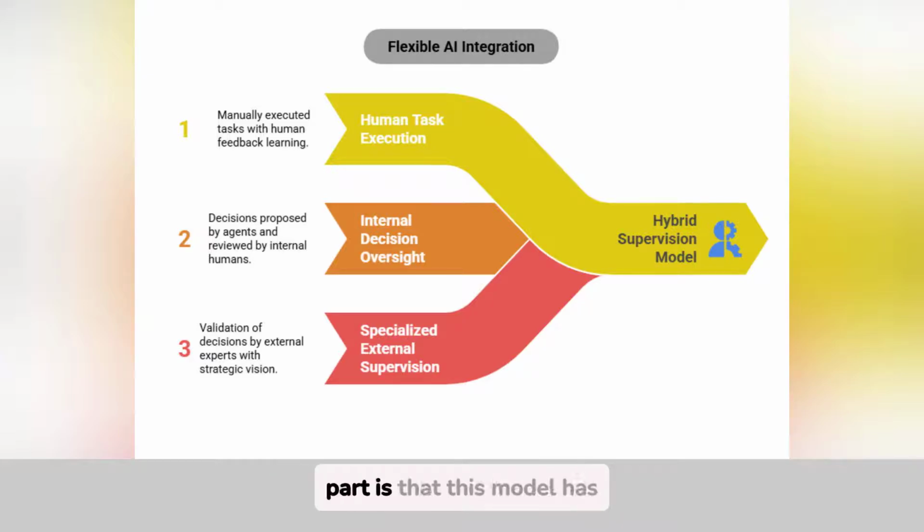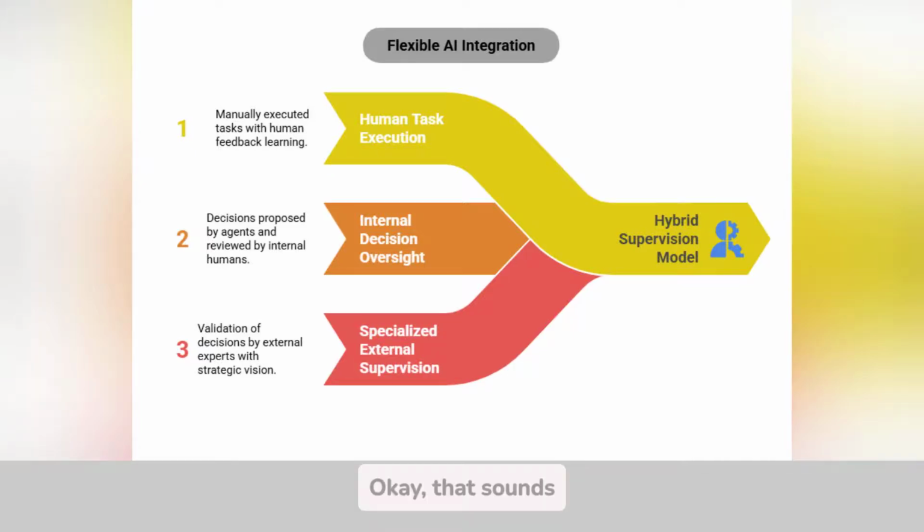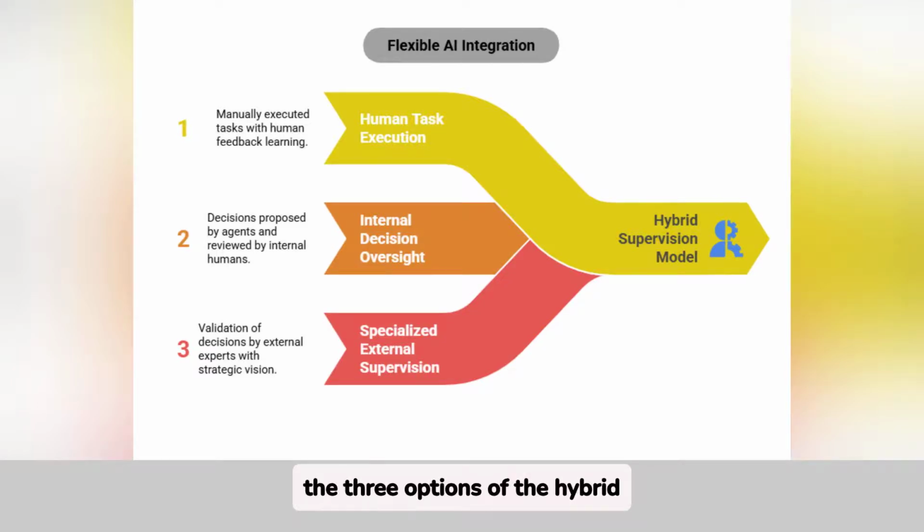And the best part is that this model has 3 different ways of implementation, depending on the level of human intervention you want. Each is designed for different levels of technological maturity and confidence in AI. Okay, that sounds good. Can you explain them to me in a little detail? I'm interested to know in which cases each is recommended. Sure. Let's go with the 3 options of the hybrid model.